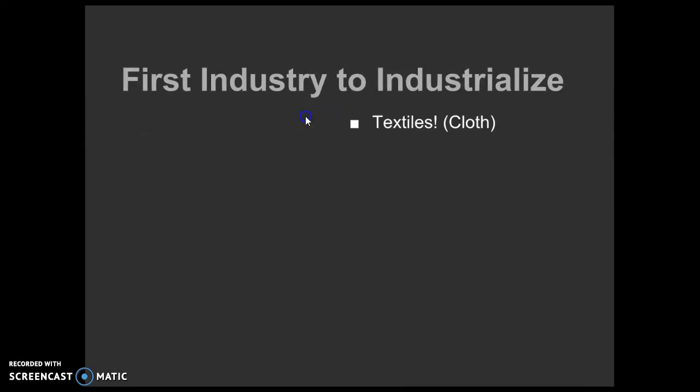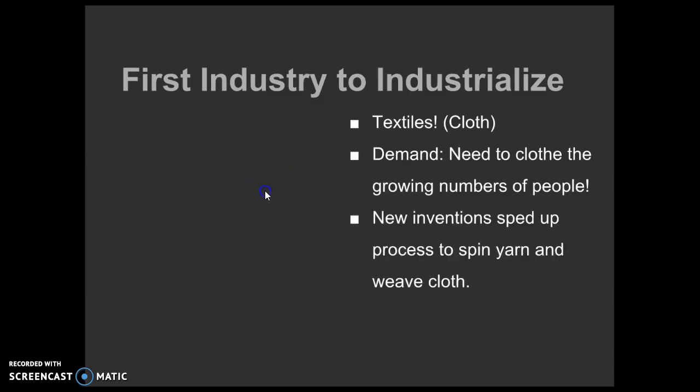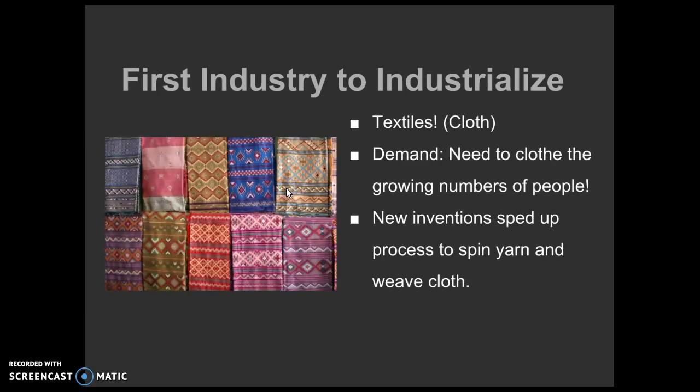The first industry to industrialize was textiles, which is cloth. And it's really because of the demand. There were so many more people, and they needed to find a way to clothe these people, and they needed to do it faster. So they created new inventions which sped up the process of spinning yarn and weaving cloth.